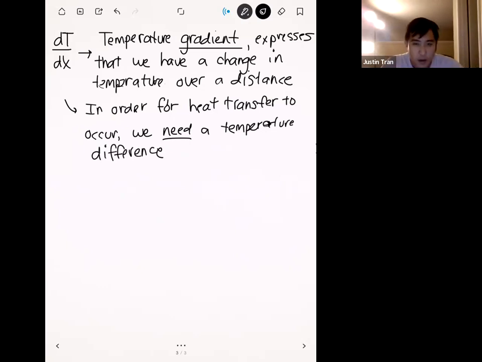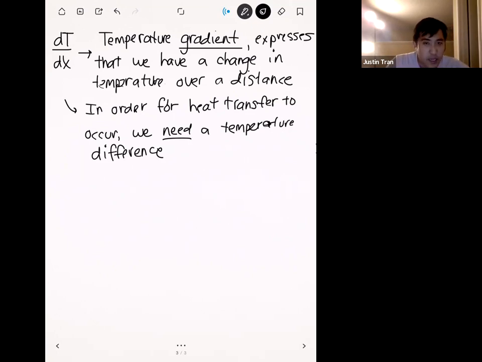It is physically impossible for two objects of the same temperature to exchange any heat, because if they're the same temperature, then their temperature gradient is going to be 0. If you have an object at 25 degrees C and another object at 25 degrees C, these two are not going to exchange heat at all. No heat transfer is going to occur.